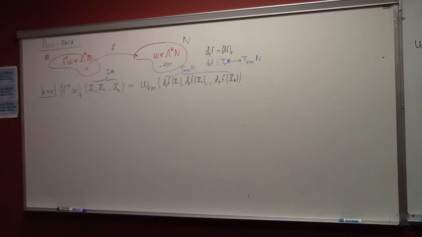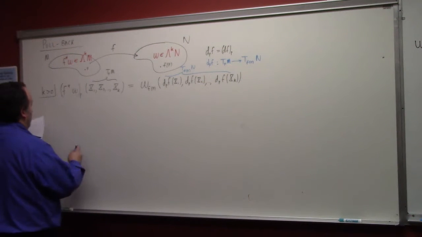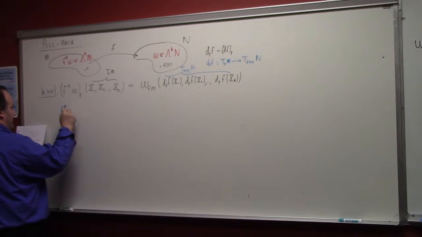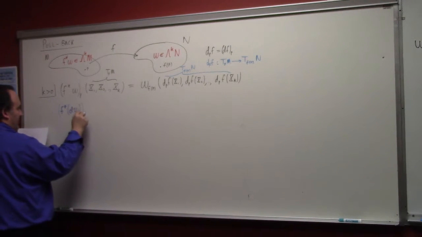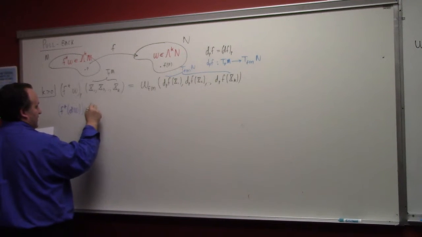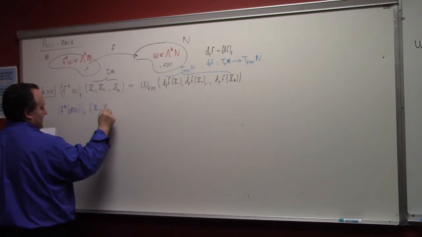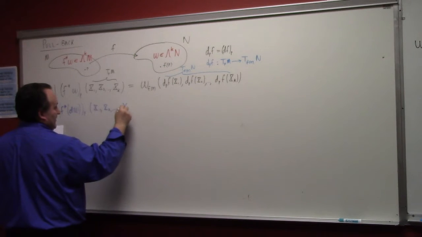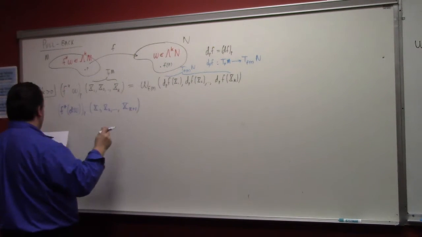Let's see here. So we're trying to prove property 3. What we'll do is start out with the pullback of the exterior derivative of omega. That's all going on at the point p, and since omega was a k-form, we have to look at a k plus 1 tuple of vectors, right? Because the differential of a k-form is a k plus 1 form. So we've got this.